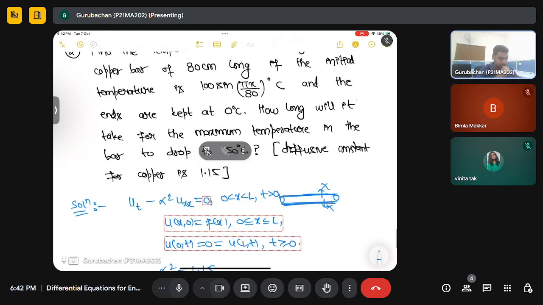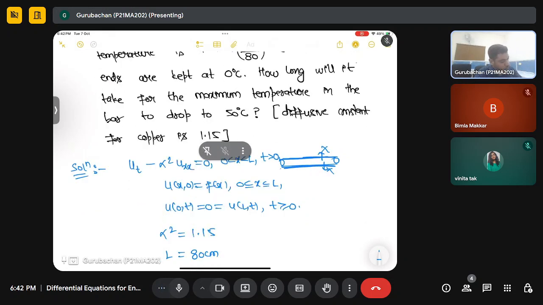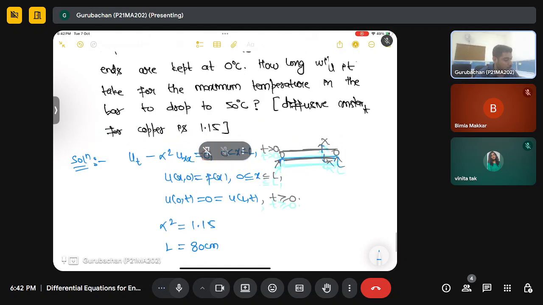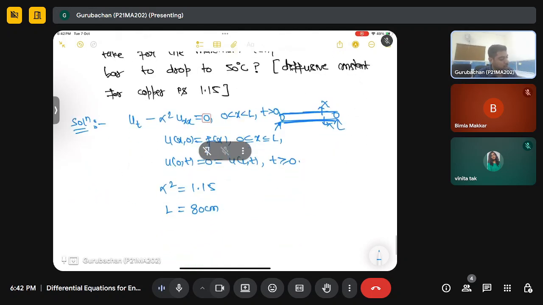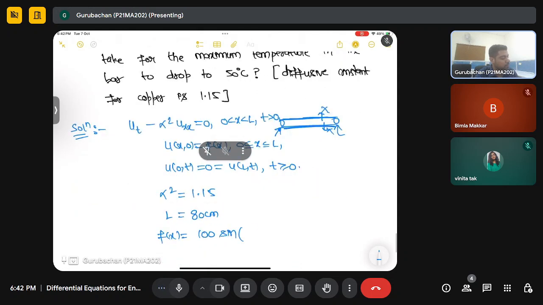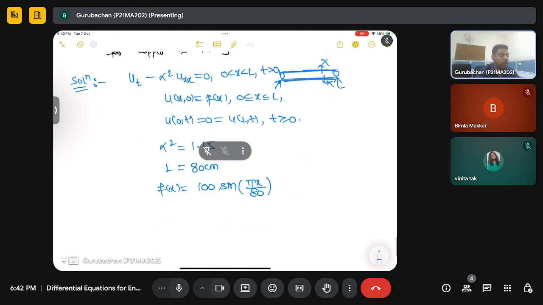Next they have told that the ends are kept at 0 degree Celsius. So that means the first end and the last end have 0 degree Celsius temperature. That means u(0,t) is 0 as well as u(L,t) is also 0. So now you form the heat equation, and u(x,0) is given as some f(x), which is 100 sine(pi x by 80). So we know all the quantities.